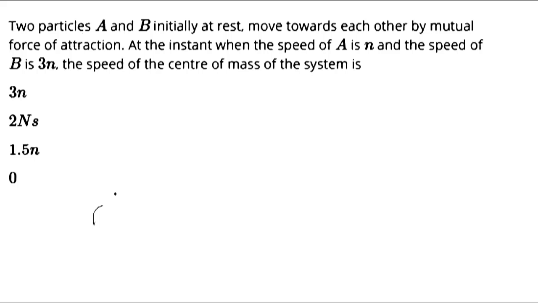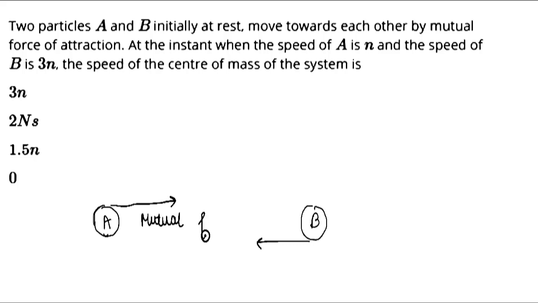As we can see, this is given in the question that we have two particles. So suppose we have here the particle A, and here we have the another particle that is B, right? So this is given in the question that they move towards each other by mutual force of attraction. So it means this is moving this side and this is moving this side by mutual force of attraction.